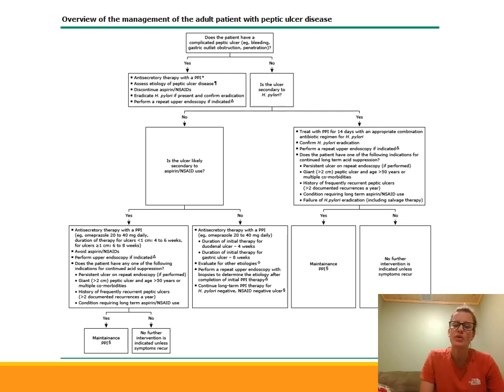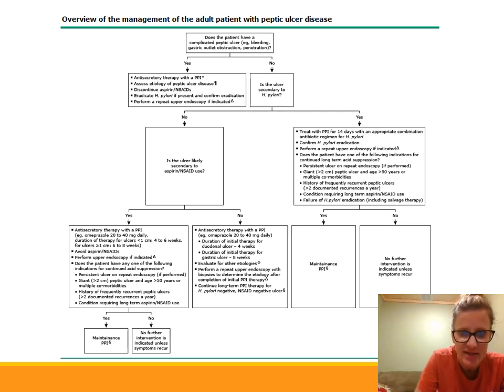So here this is showing us the overview of management of an adult patient with peptic ulcer disease. Essentially what this is telling us is how long, or if we need to use a proton pump inhibitor like omeprazole, and how long we need to use it. And then also if we need to do H. pylori quadruple therapy or not.